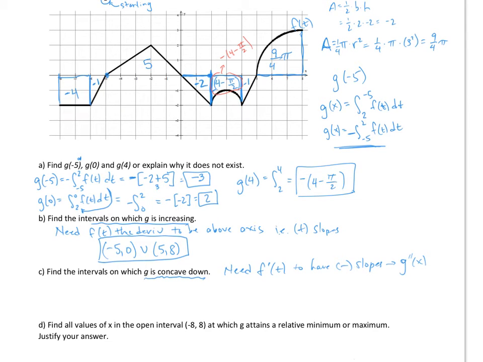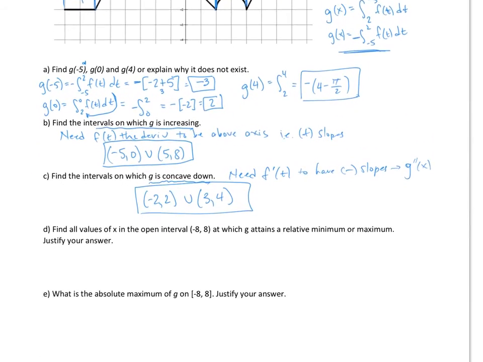So this happens from negative 2 to 2, union 3 to 4, where it's concave down. Now, you can look for inflection points at this point as well, because we're looking for where it changes concavity. So if it changes from a positive to a negative slope, that's a possible inflection point, and we'd have to test it.